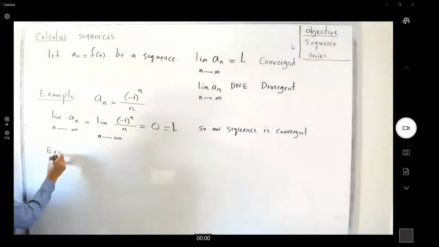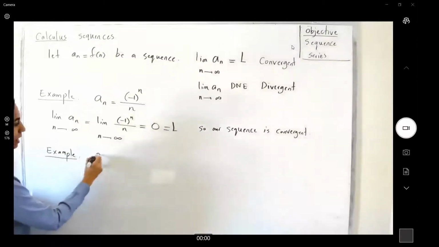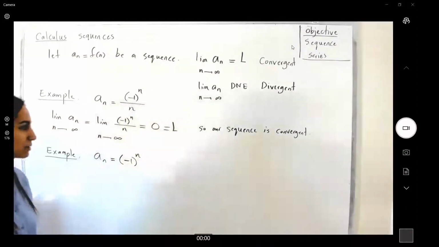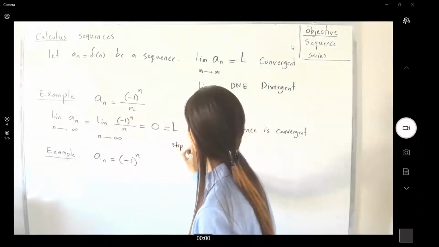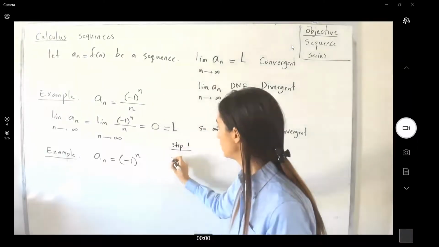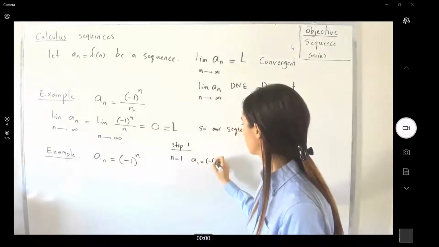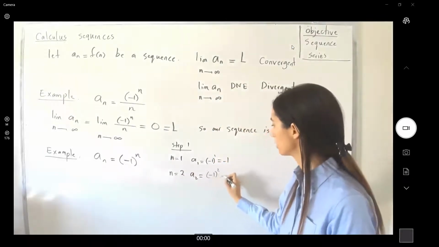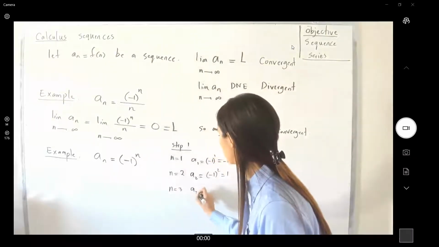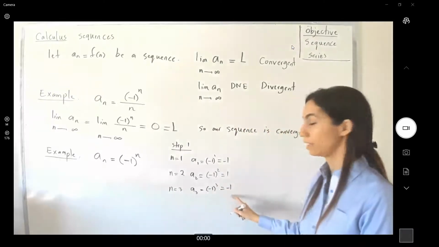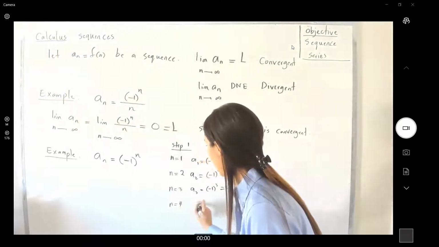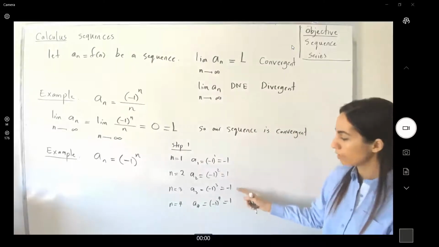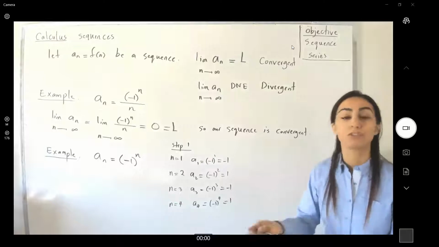Another example for you. What if you have a sequence like this? a sub n is equal to (-1)^n. What's the behavior of this sequence? In step 1, we take a look at the terms of this sequence. n is equal to 1, a_1 is (-1)^1 or -1. n is equal to 2, a sub 2 is equal to (-1)^2 or 1. n is equal to 3, a sub 3 is equal to (-1)^3. Okay, I got -1 back. n is equal to 4, I have a sub 4, which is (-1)^4 or 1. Well, -1, 1, -1, 1. So it seems like this is the behavior of the terms of this sequence.